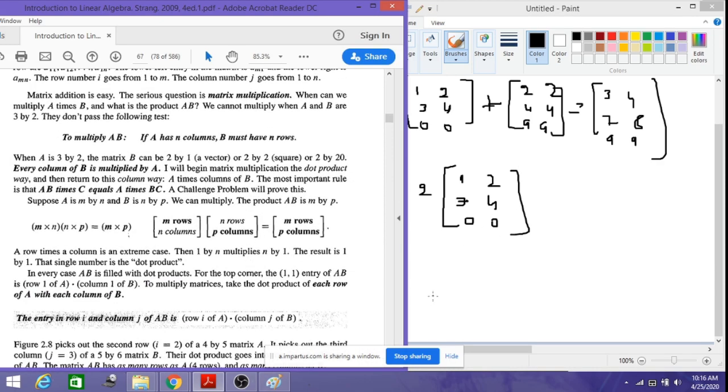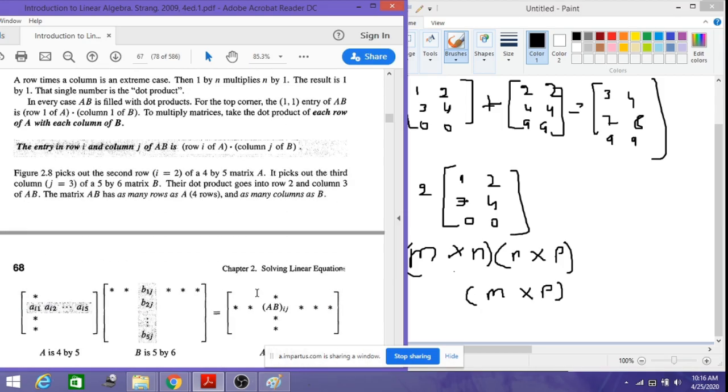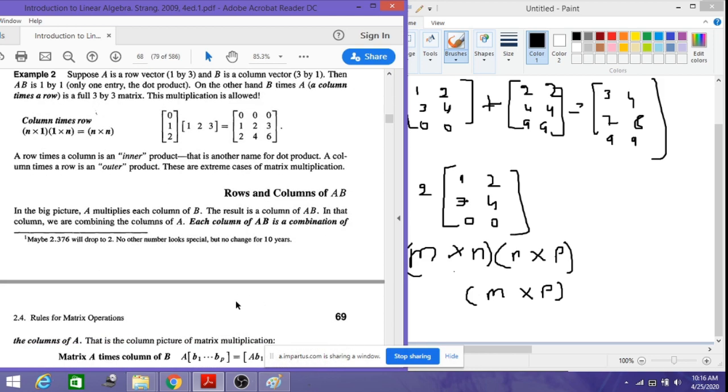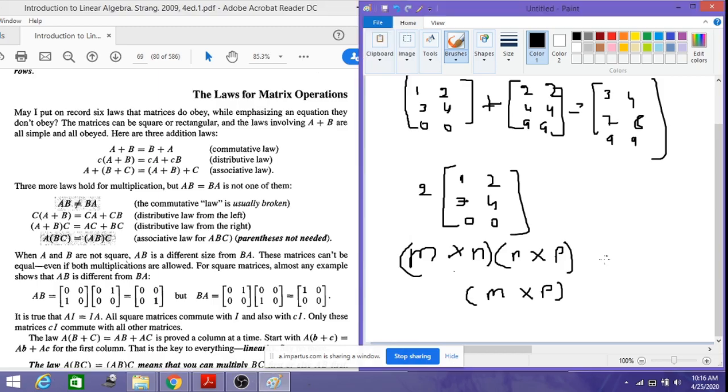Only in terms of multiplication we have to be a little conscious, because we know the rule that the first matrix should be m cross n, then the second matrix should be of reverse order, that is n into p. Then our final resulting matrix will be an m cross p matrix. So this is what the multiplication is. I will not discuss much on that. I'll straight away come to the laws of matrix operations.